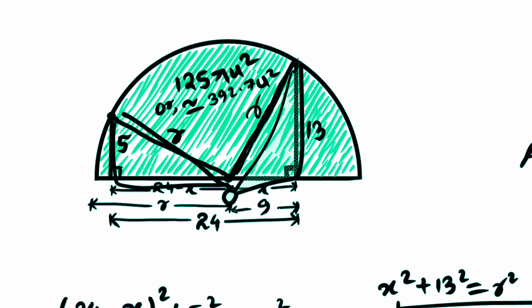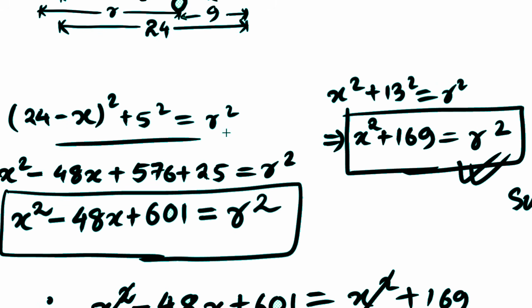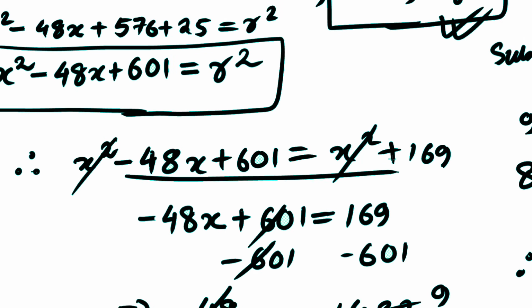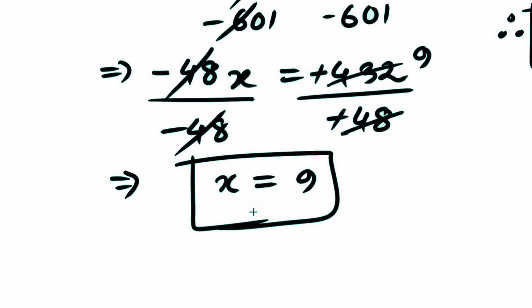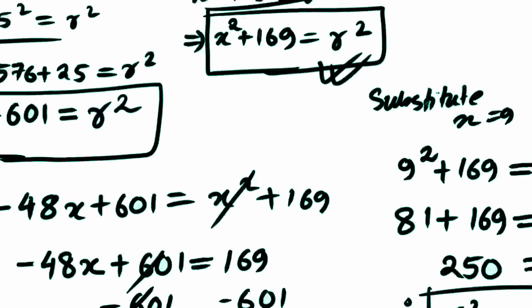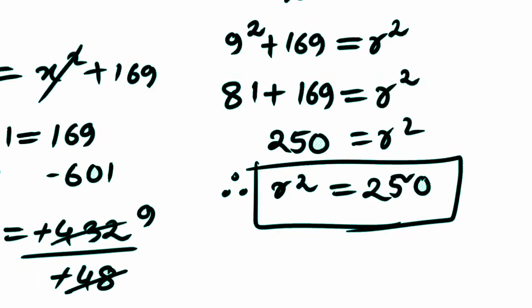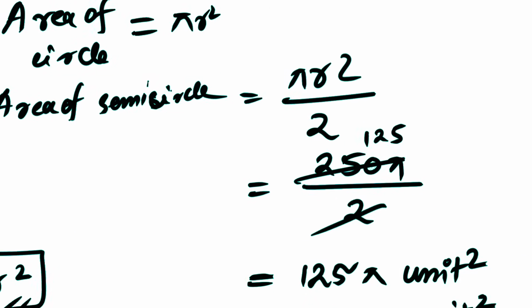The main idea to remember from this problem is that the two radii create two right triangles, and both triangles must have the same hypotenuse. That allows us to write two Pythagorean equations, set them equal to each other, and eliminate x squared. Once x is found, we can determine r squared directly, and then calculate the semicircle's area.